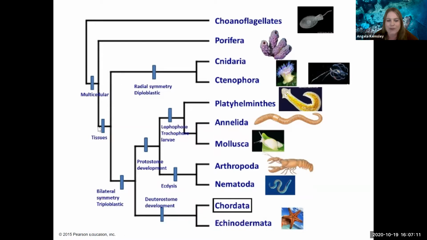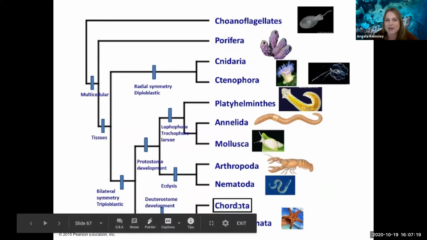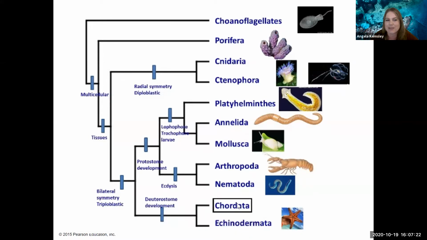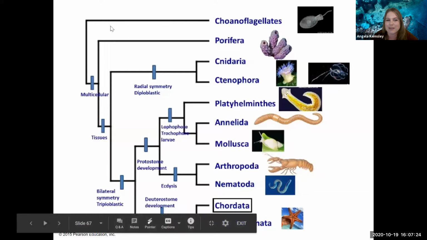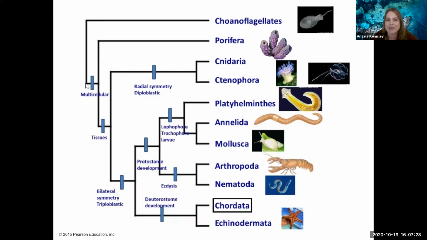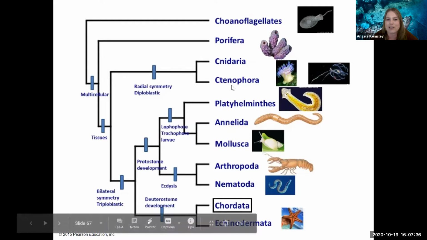What about choanoflagellates up here at the top and everything else? Where's the most recent common ancestor? Yeah, so it's going to be over here. And what set it apart? What's the big evolutionary adaptation that sets choanoflagellates apart from everything else? The fact that all of these other things are multicellular. Good.